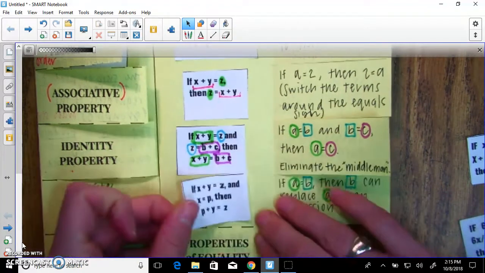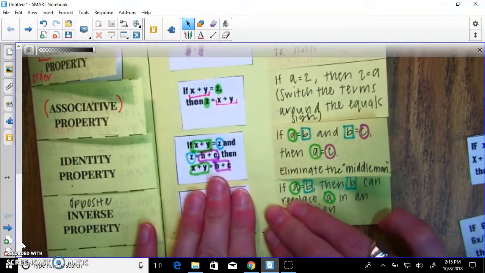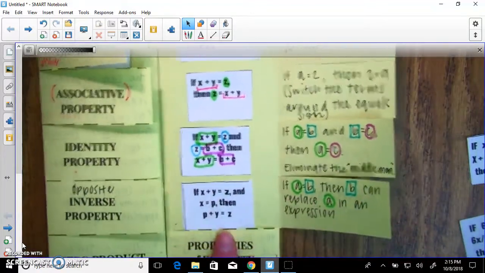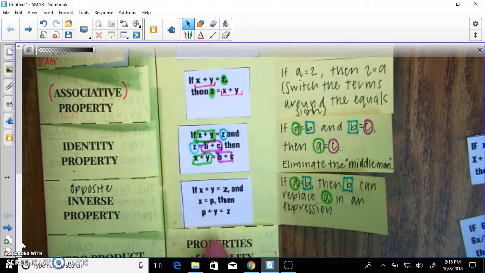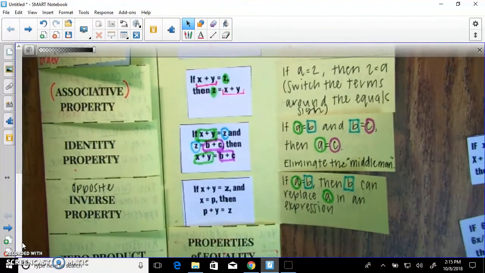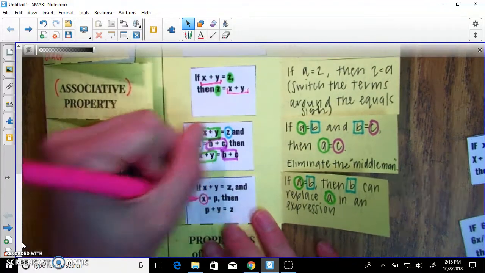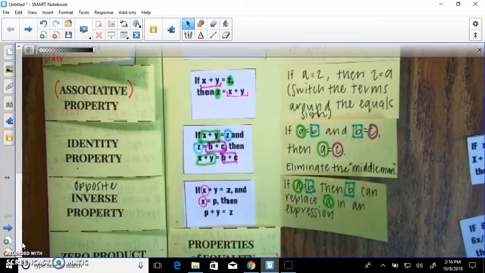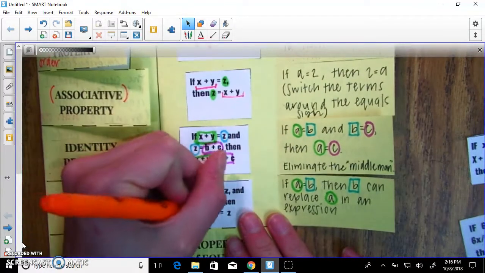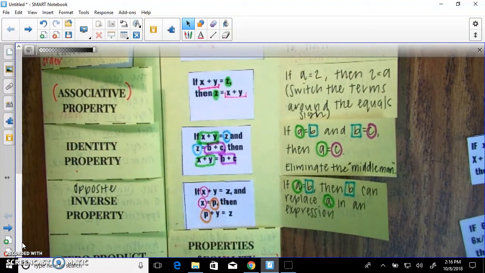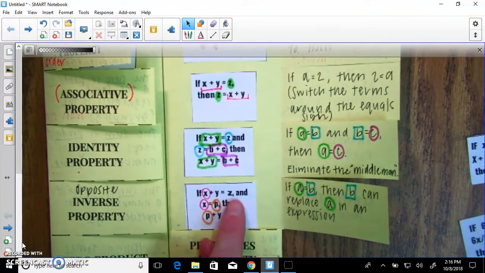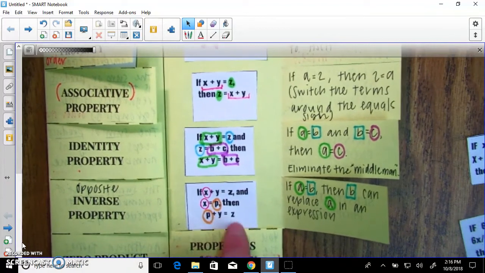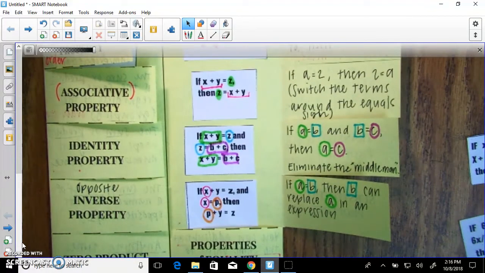The best example of substitution is going to be this example right here. And it says if x plus y equals z and x equals p, then p plus y equals z. So we have x equaling p. So wherever x is, we're going to replace it with p. So if they started with x plus y equals z, it now becomes p plus y equals z. They're just replacing x with the value p.